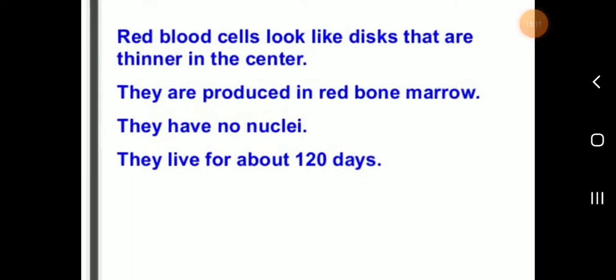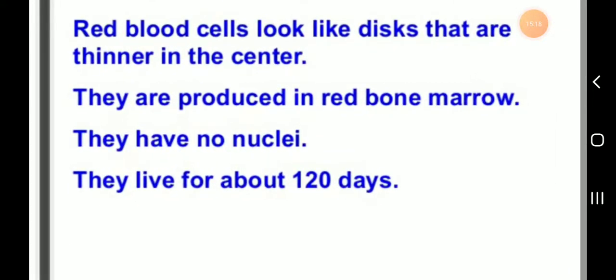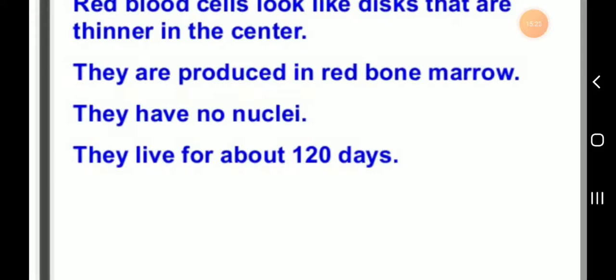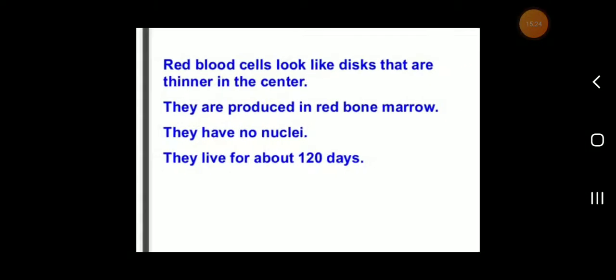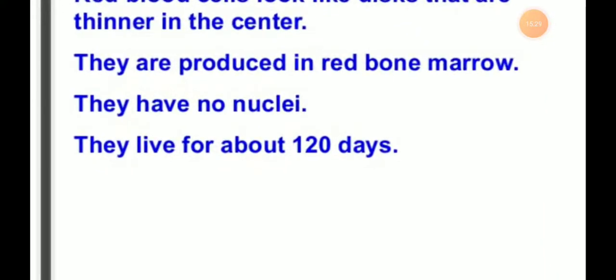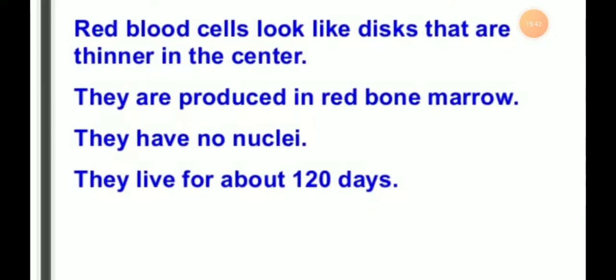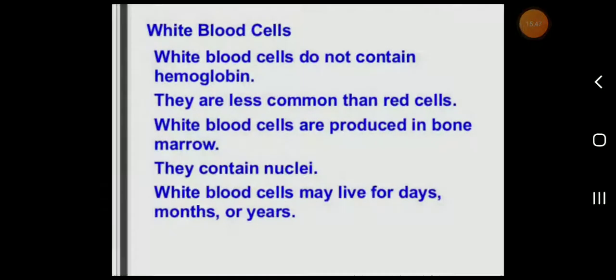Then red blood cells look like discs that are thinner in the center. They are produced in red bone marrow. They have no nuclei. They live for about 120 days.